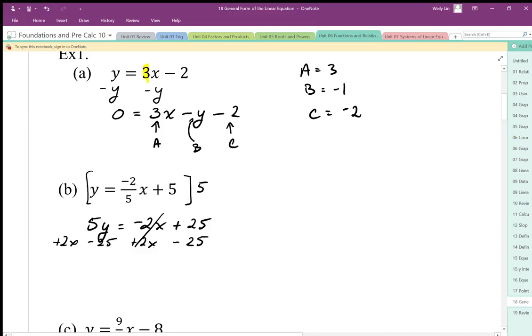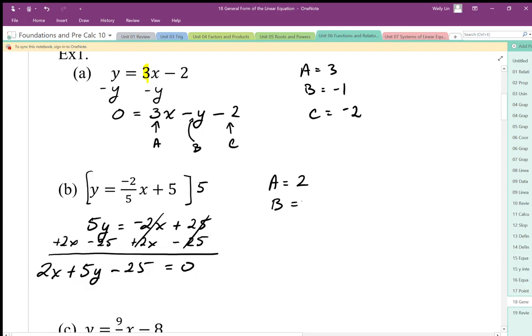It's starting to get messy, so I need to make sure I account for everything. Okay, so there's 0 here, so I end up with 2x plus 5y minus 25 equals 0. So now I have my general form, where a is equal to 2, b is equal to 5, and c is equal to negative 25. So there's my general form.